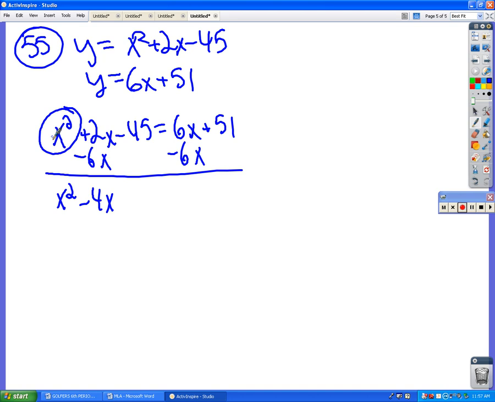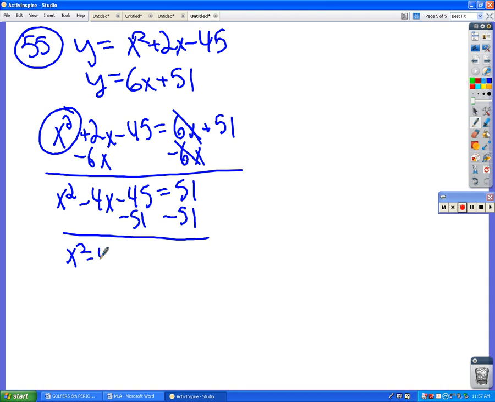All right? Okay. So then I still have minus 45. The 6x's cancel, equals 51. So with the whole thing Nate and I were just talking about in mind, I need to take the 51 and bring it over to the left. Negative 96. And this one's going to be a rough one.